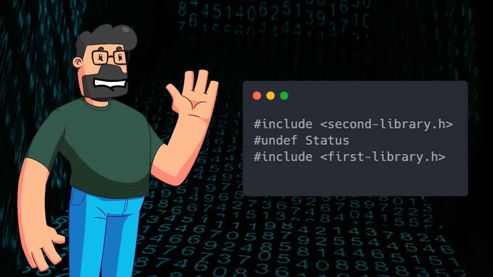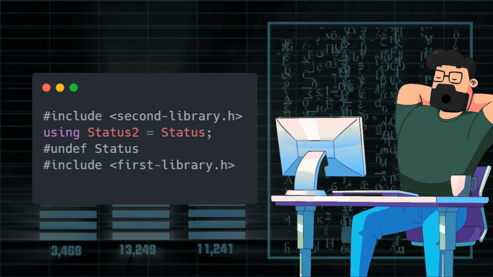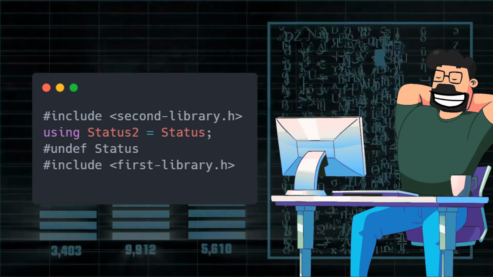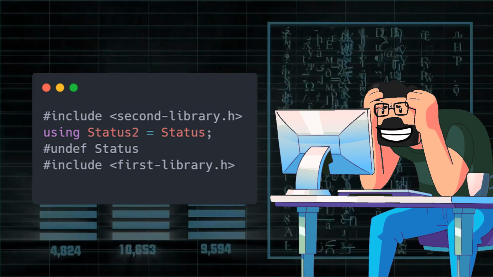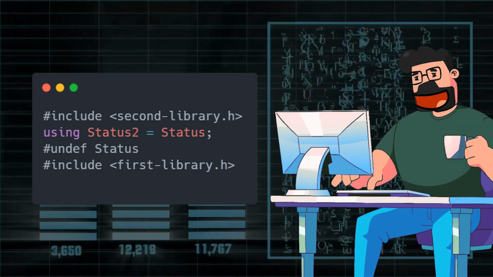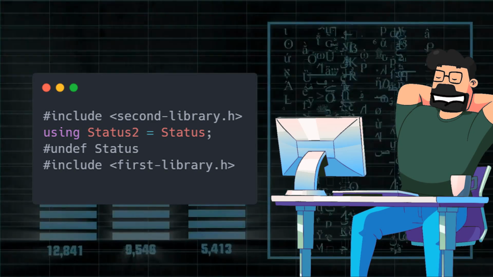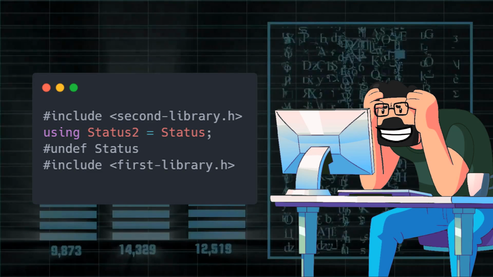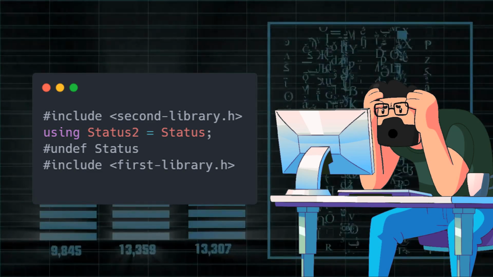Simple and effective. In addition to the previous solution, if you still want to use the status macro from the second library, but also need to avoid conflicts, you can introduce a workaround. By aliasing the status macro from the second library with a different name, such as status2, you can then undefine the original status macro before including the first library's header. This way, you can still access the macro functionality without causing any compilation errors.